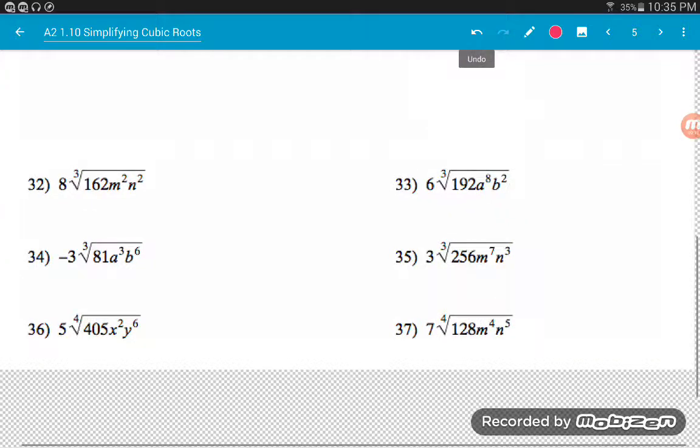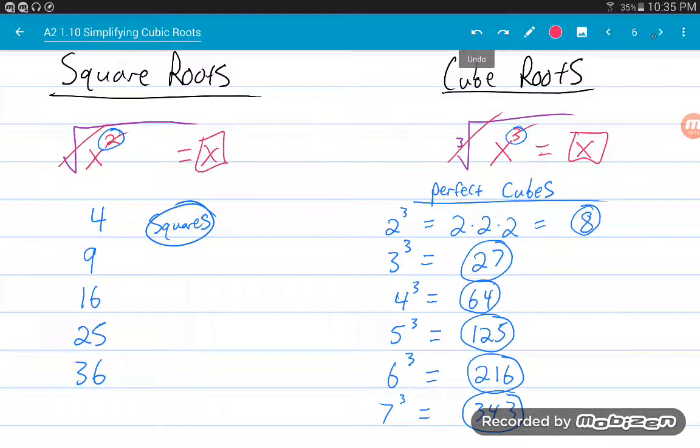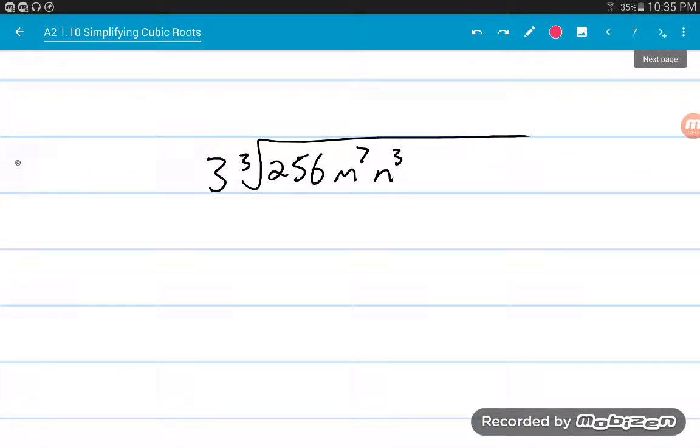That's the bottom of the sheet. That is question 35. Okay, so we'll do question number 35 now. This guy looks different because he has a number in the front. That number doesn't make things complicated. It's actually pretty easy. That's what we call a coefficient.